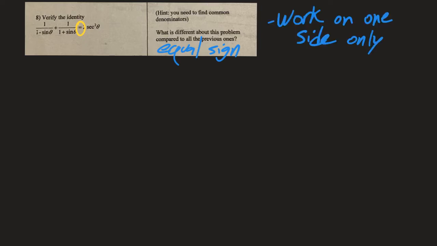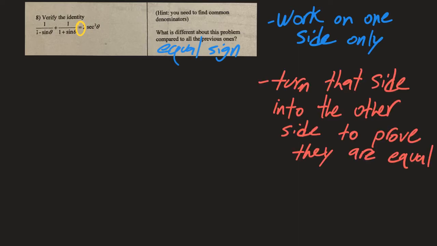And hopefully what jumps out at you is that this equal sign is the big difference. How we verify something is that we only work on one side. We take that one side and transform it into the other side using the identities that we know. And by turning that side into the other side, you've now proven that these are equal, and that is how you verify the identity. Okay. One key fact, guys, is that we always want to start on the more complex side. That's where we'll work, and then we'll turn it into the simpler side.